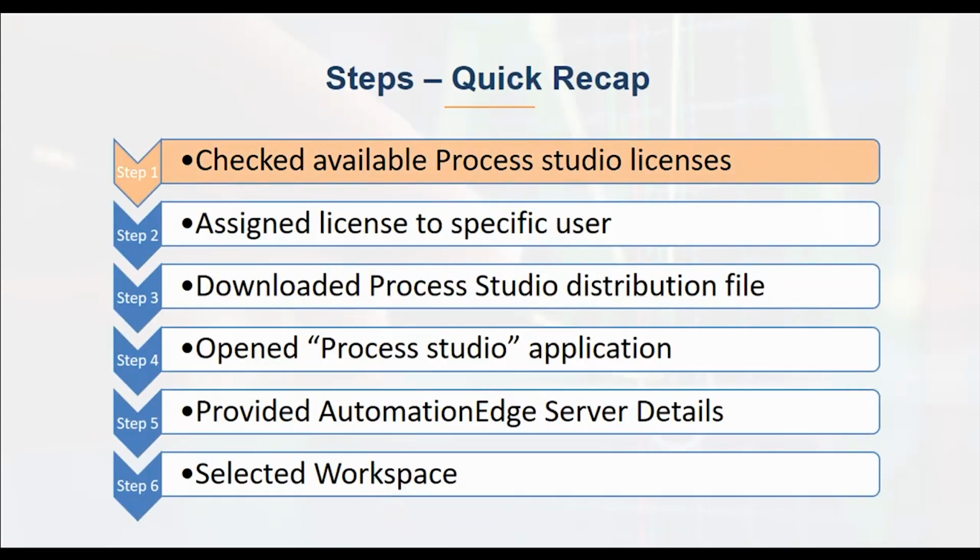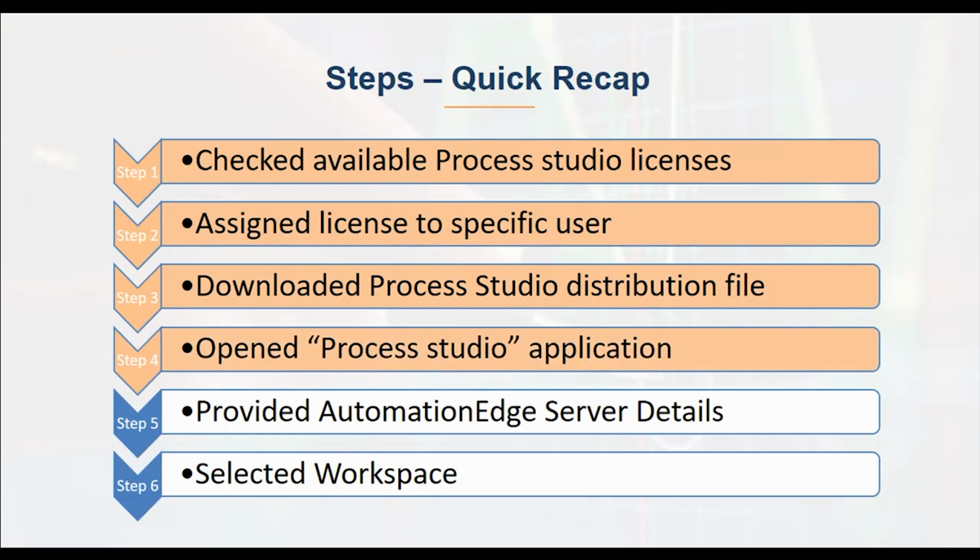We have checked available Process Studio licenses. Then we have assigned a license to a specific user. We downloaded the Process Studio distribution file and we extracted all files and folders. In the bin folder, there was the Process Studio application, so we opened that application. We provided AutomationEdge server connection details. And finally, we selected the Workspace and launched our Process Studio instance.